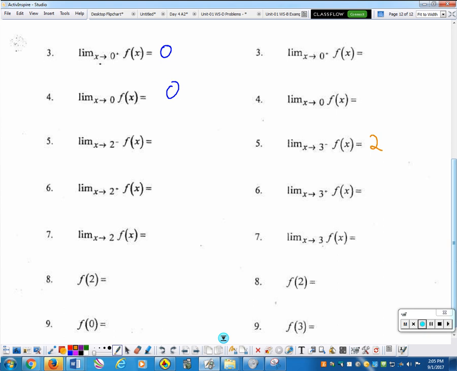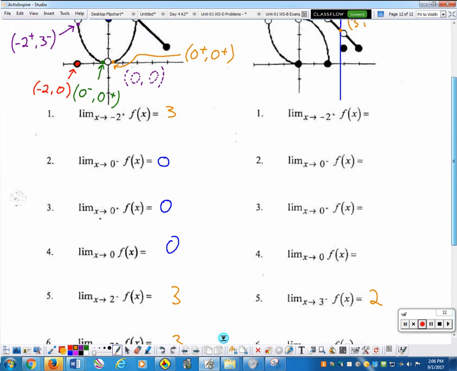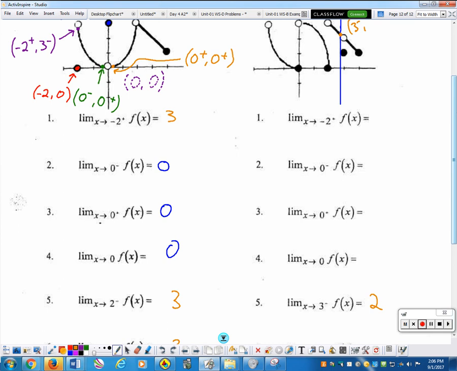Okay, 5. What do you got? Say it. 3. 6. 3. 7. 3. 8. 9. Nicely done. 9. 3. Any questions? Perfect. We just got to get to the other side, and then we're done for the day. You're doing really well.